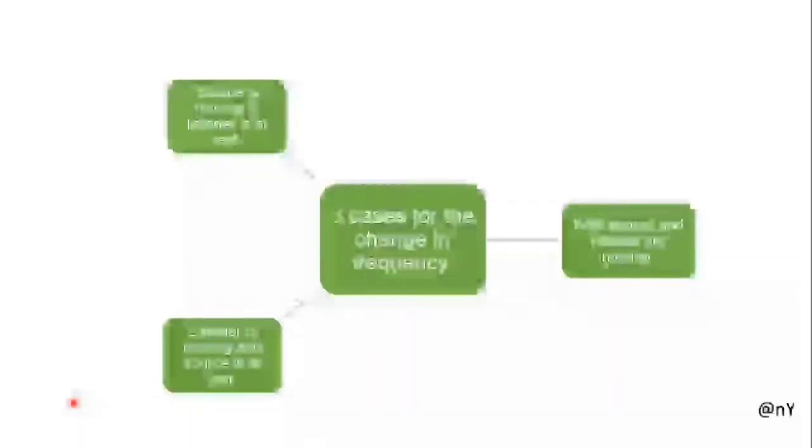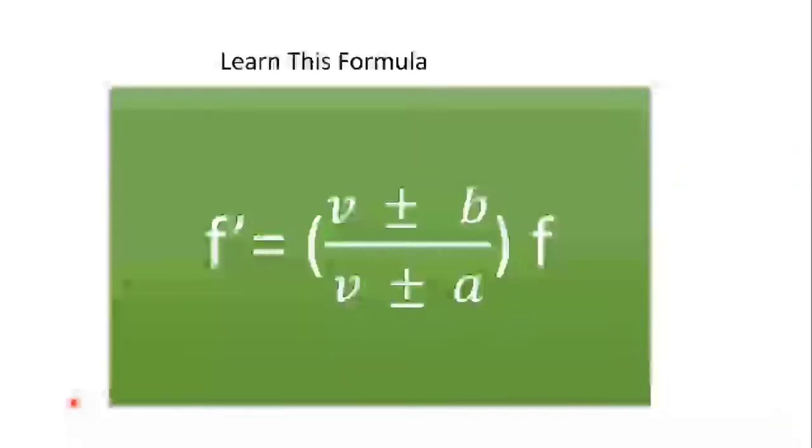Now, we already discussed two cases for the change in frequency, that is for the Doppler effect. Now we're going to discuss the third case, that is when both the source and listener are moving. There is a very easy method in order to solve everything regarding the Doppler effect: the first case, the second case, the third case, and even all the numericals.